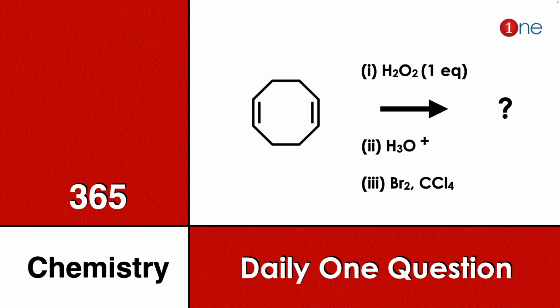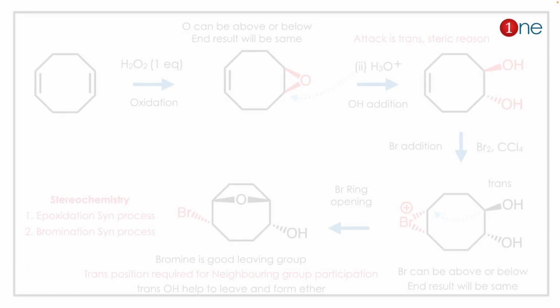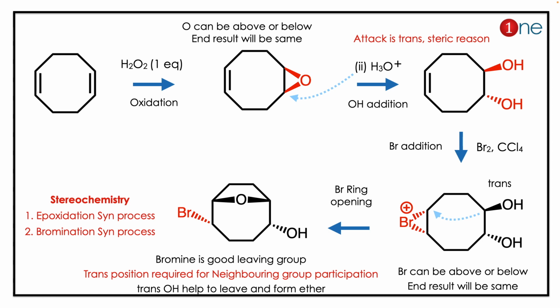Here you have cyclooctadiene and you have peroxide, acid hydrolysis, then bromine in carbon tetrachloride. You have to find what will be the final product. The reaction lies in the basics.